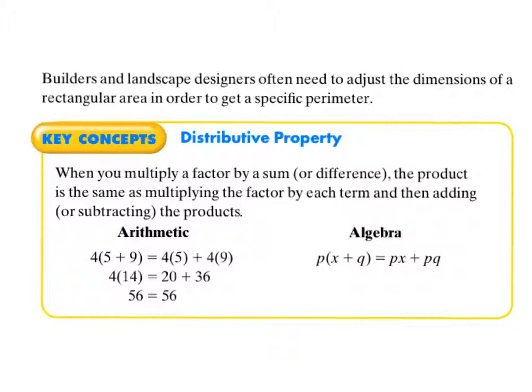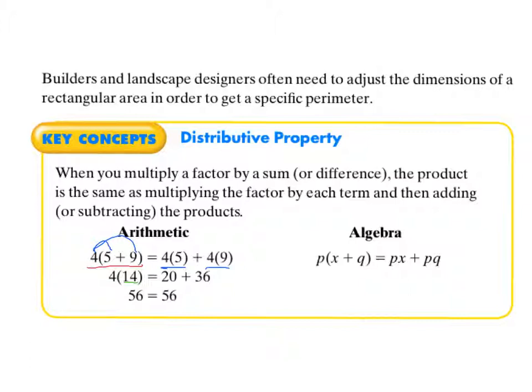What that means is, if you look at a problem like 4 times (5 + 9), that would be the same as if you multiplied 4 times 5 and 4 times 9. So you would do those independently. You could also combine the 5 and the 9 before you multiply, using the order of operations, and that would give you 4 times 14.